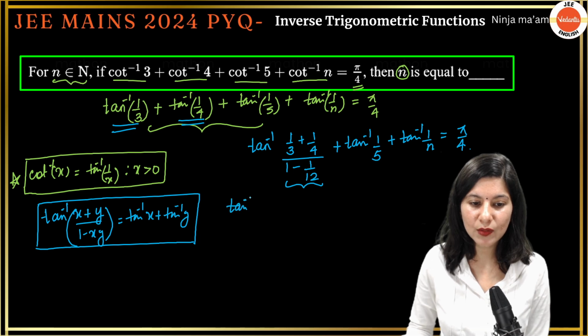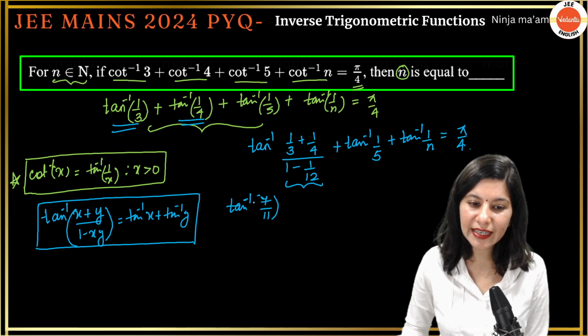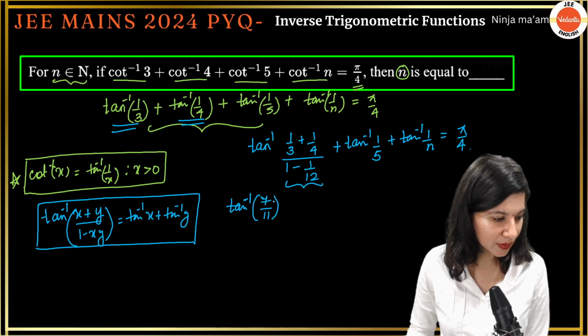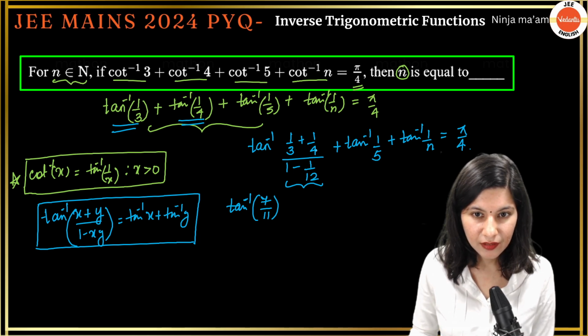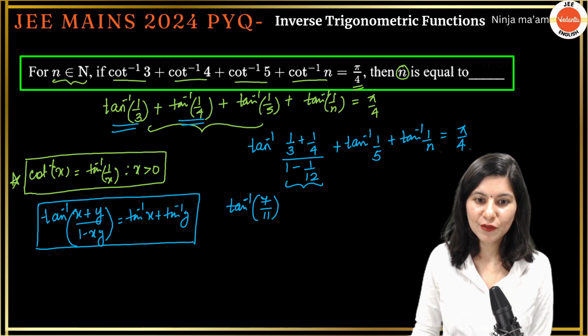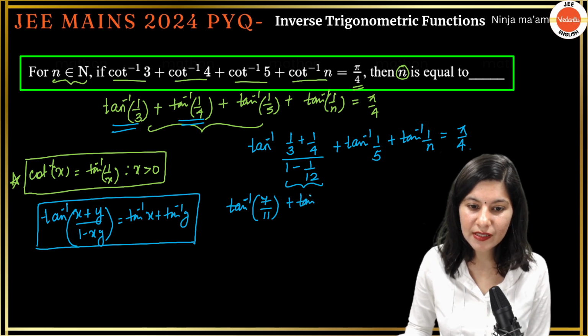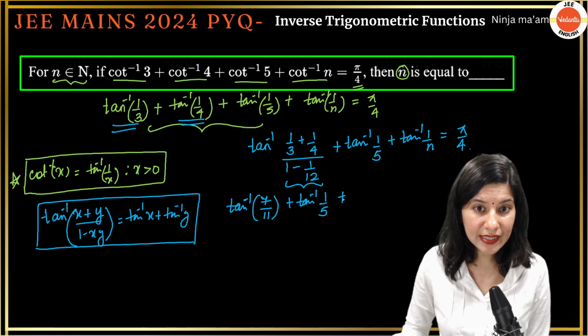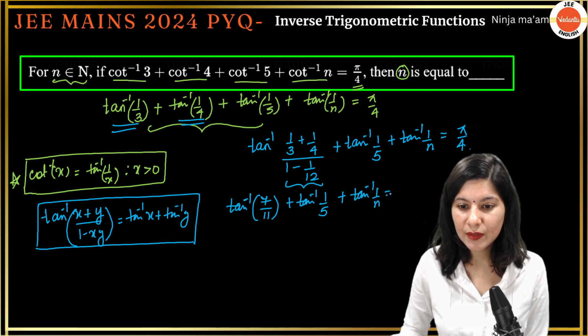Now again, if I solve this out, taking the LCM, this is 7 by 12 and this is 11 by 12. So 7 by 12 over 11 by 12 I can write directly as 7 by 11, right? 3 4s are 12. Correct? So tan inverse 7 by 11 plus tan inverse 1 by 5 plus tan inverse 1 by n is equal to pi by 4.